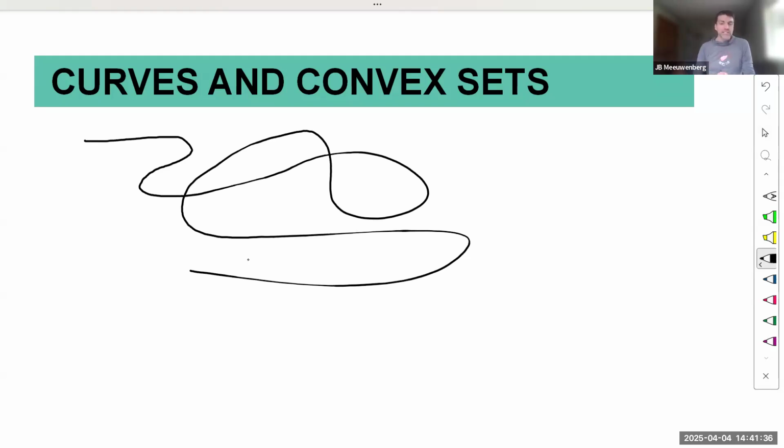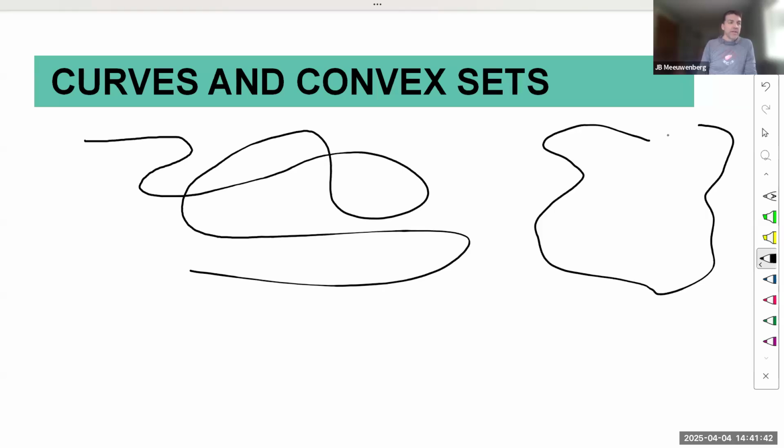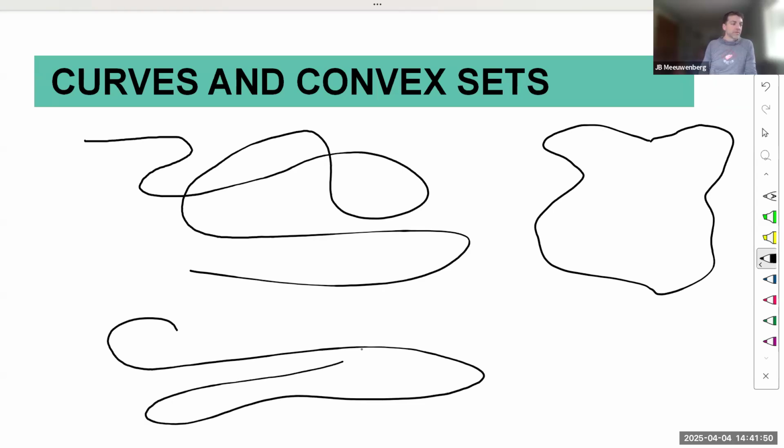One, you could get something that looks like this. Two, you could get something that looks like this. And three, you could get something that looks like this. So take a moment and see if you can notice the clear difference between the three drawings that I just did.